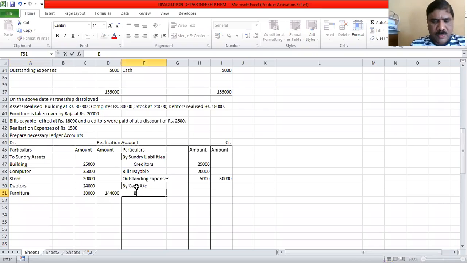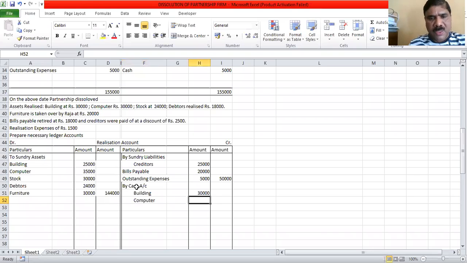Under that, one by one. Building sold at how many rupees? 30,000. If you see the building value in the balance sheet, it is at 25,000. It is sold for more than that value. Usually properties are appreciated. The computer: what is the value sold? 30,000.